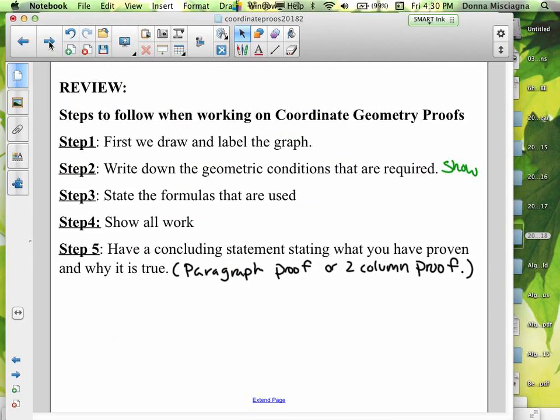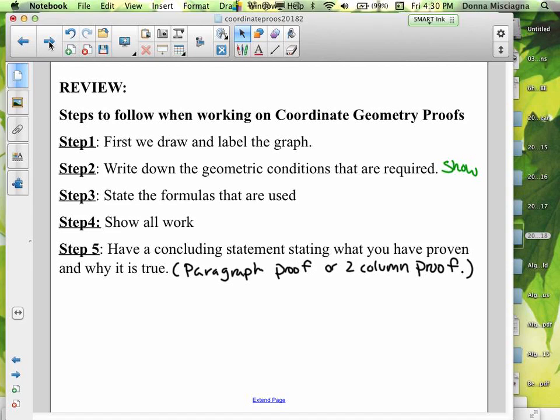And then I also showed you how to prove a figure was a right triangle or an isosceles triangle. And actually, in kind of a way, an equilateral triangle, right? If we just had one more side congruent on that isosceles triangle proof, that would have been an equilateral triangle.